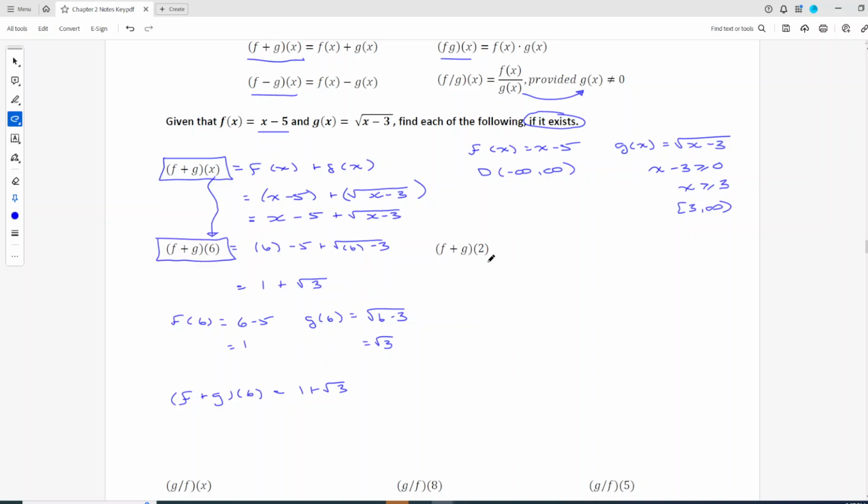So now, what if they asked me to do f plus g at 2? Again, I don't care. You can plug it into this new combined function, or you can plug it into the two original functions as you go. But the key thing with this one that I want you to notice is that when we plug in x is 2, so again, I'm going to plug it first into the combined function.